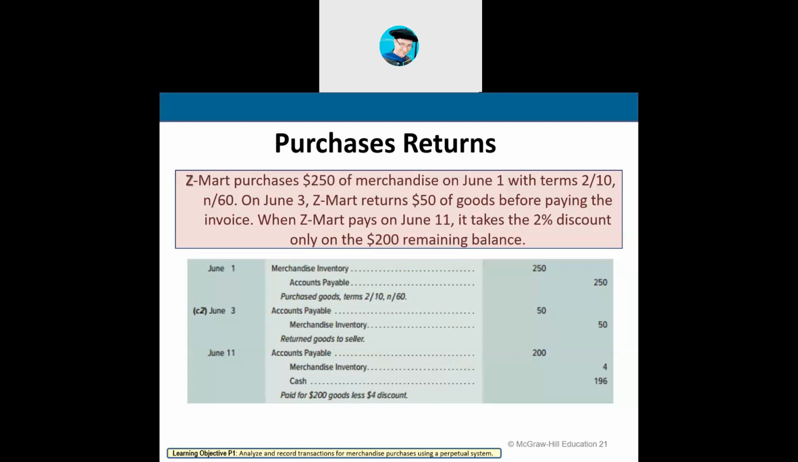The $4 discount, as you recall, came from the fact that I paid it within the first 10 days. I got a 2% discount on the $250 order. So $200 accounts payable debit to reduce the total accounts payable. Merchandise inventory, I credit to reduce it by $4 to recognize the discount because I'm paying it within that first 10 days. And I'm going to credit cash 196 to pay the bill.